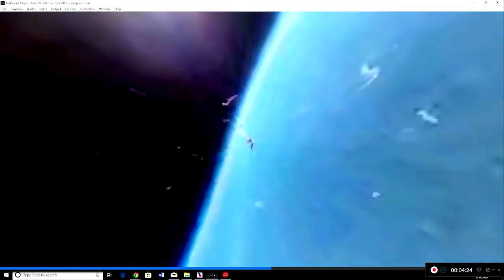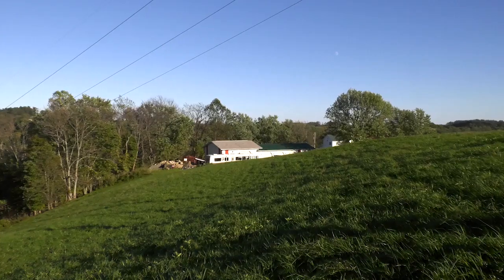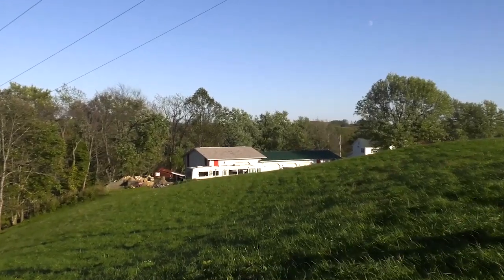Now we'll rotate the camera angle upward to catch the amazing moment when the balloon burst, and the camera started its free fall back to Earth as the parachute deployed, delivering it to the place we found it at the ranch in Switzerland Township.